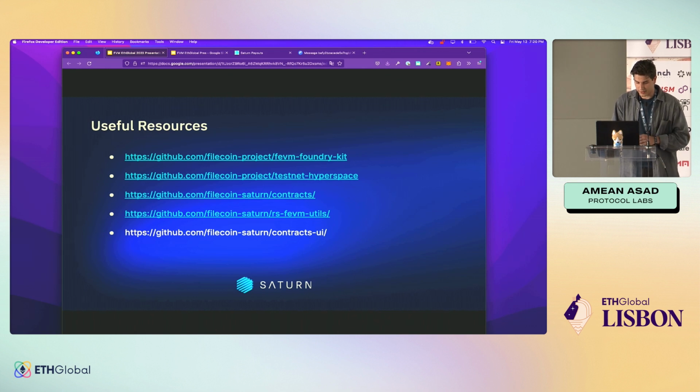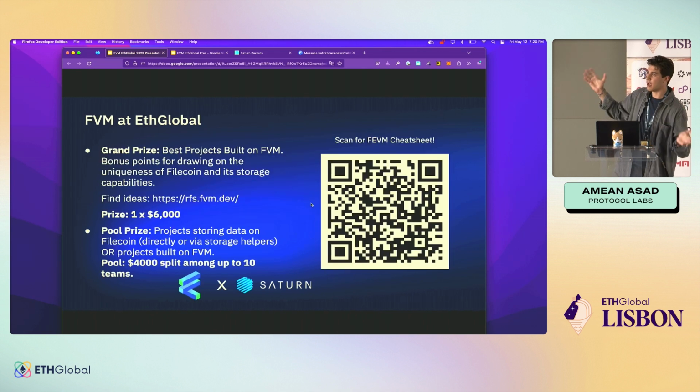So just a reminder, we have some prizes at this hackathon. We have an FEVM cheat sheet if you want to scan the barcode. We have a grand prize and another pool prize if anyone is interested to hack on the FEVM. That would be really nice.